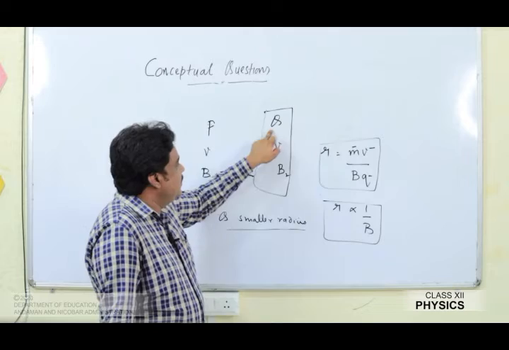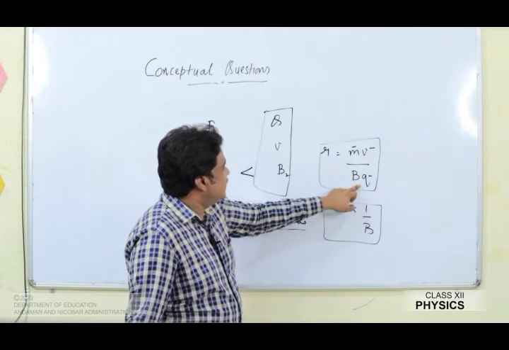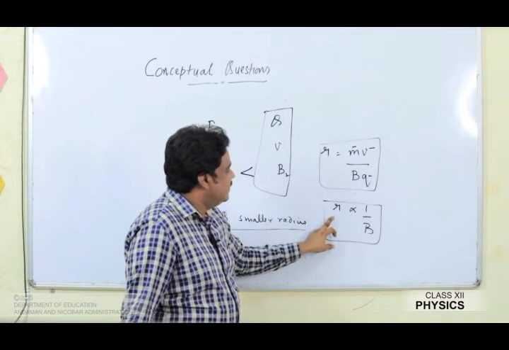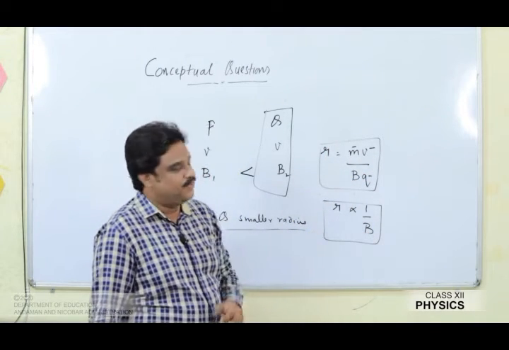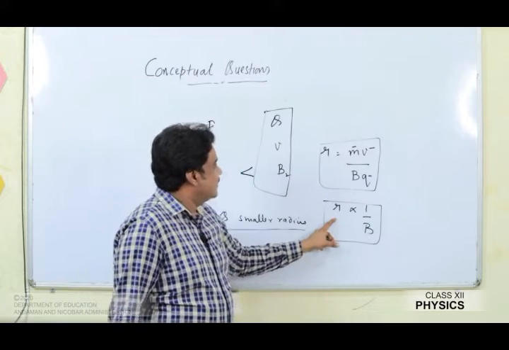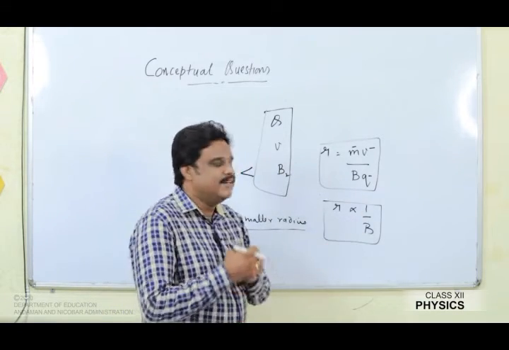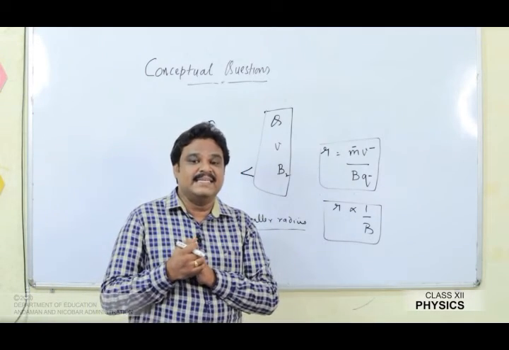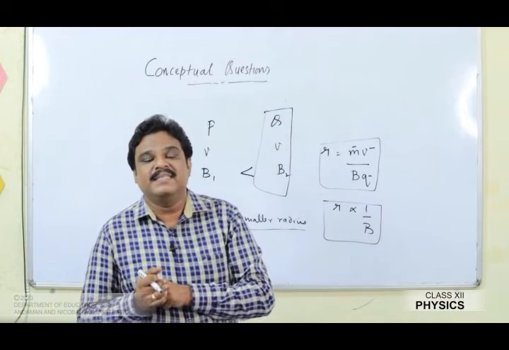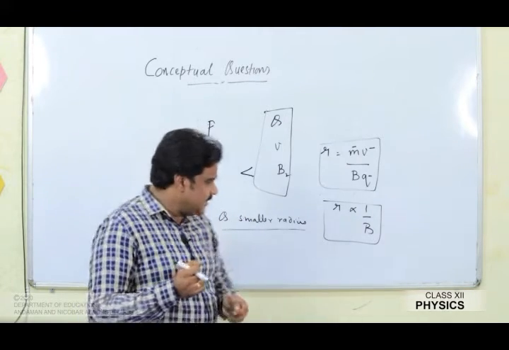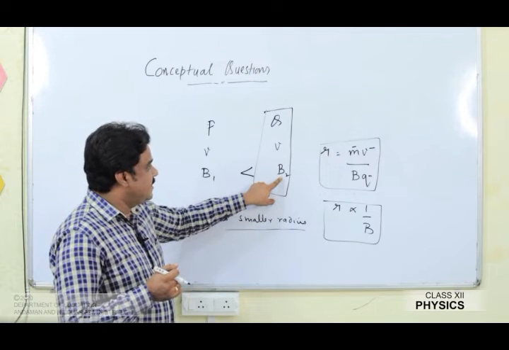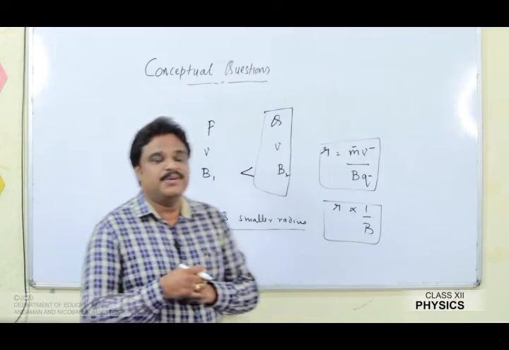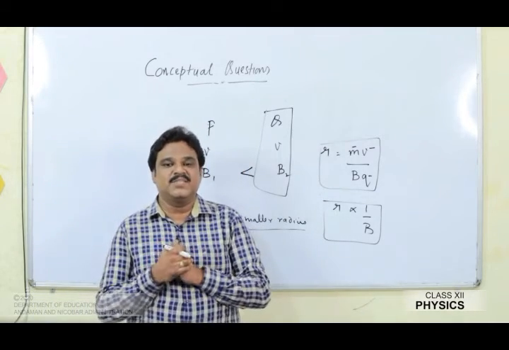Since they are protons, the mass is the same, the charge is the same, and V they are already saying is the same. So by establishing a relation, R is proportional to 1 by B. So the radius of the circular path covered by the protons will be inversely dependent on the strength of the magnetic field. Based on this fact, the question asks which proton will cover a circular path with smaller radius. Since the magnetic field for Q is greater, Q will cover a smaller radius of circular path. So I think this is much clear to you.